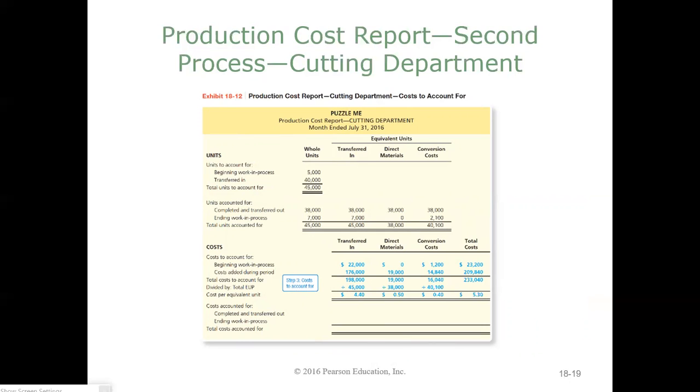If you remember, that was from the previous department, right? $4.40. Then the direct materials, again, we take the total cost divided by the number of units, and that gives us a cost per equivalent unit. Conversion cost, same thing, total cost divided by the total units. And now that's our total cost for the product, $5.30. So that's the cost of an equivalent unit through completion. $4.40 in the first department, plus another 90 cents in this department.